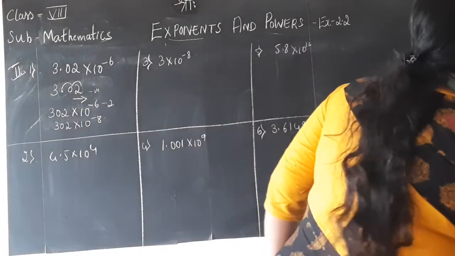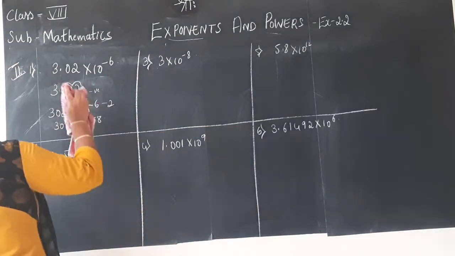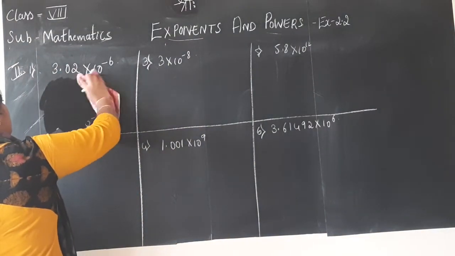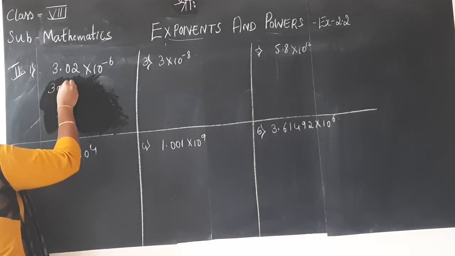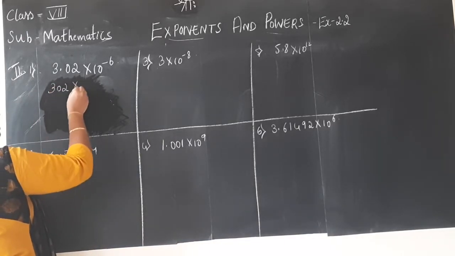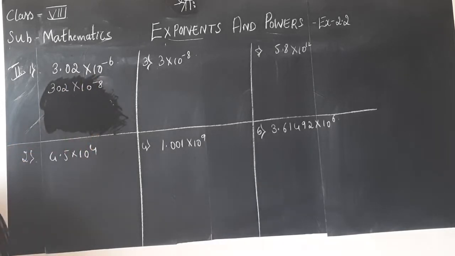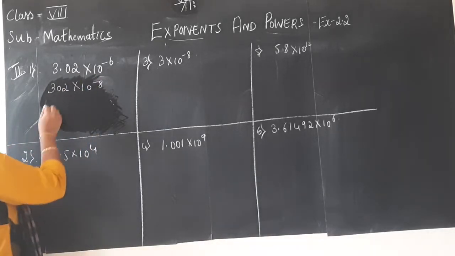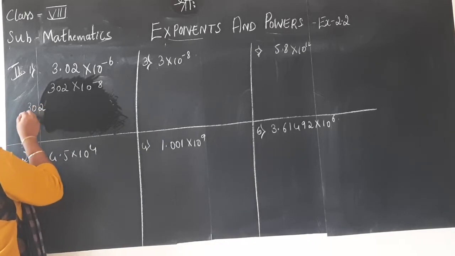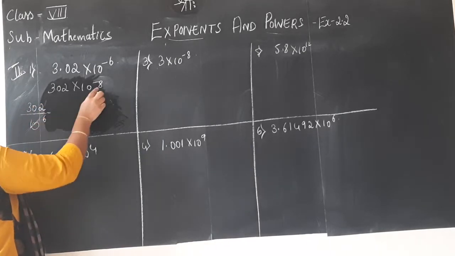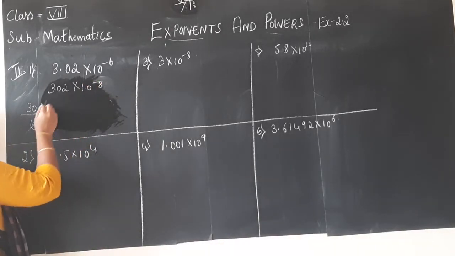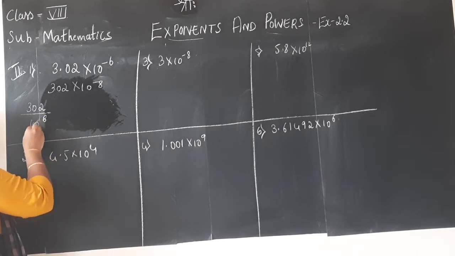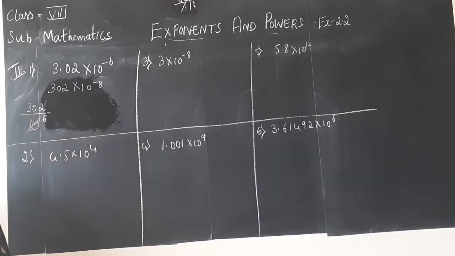Now we converted the given question to a whole number, with an exponent of course. So I can now write 3.02 into 10 power minus 6 as 302 into 10 power minus 8. Now our work will be easy to solve. Next, whatever the number is, write it in the denominator, send the exponent along with the base to the denominator. So 10 power minus 8 in the numerator, when you send it to the denominator, becomes 10 to the power plus 8.